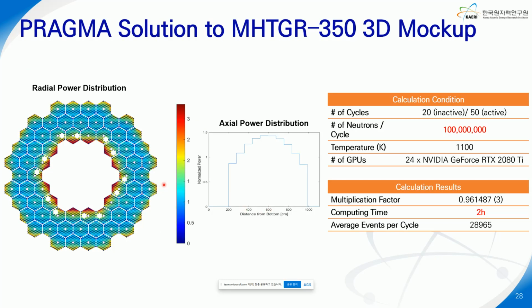This shows the Pragma result for a block-type gas-cooled reactor. The calculation time is only 2 hours with 24 GPUs.